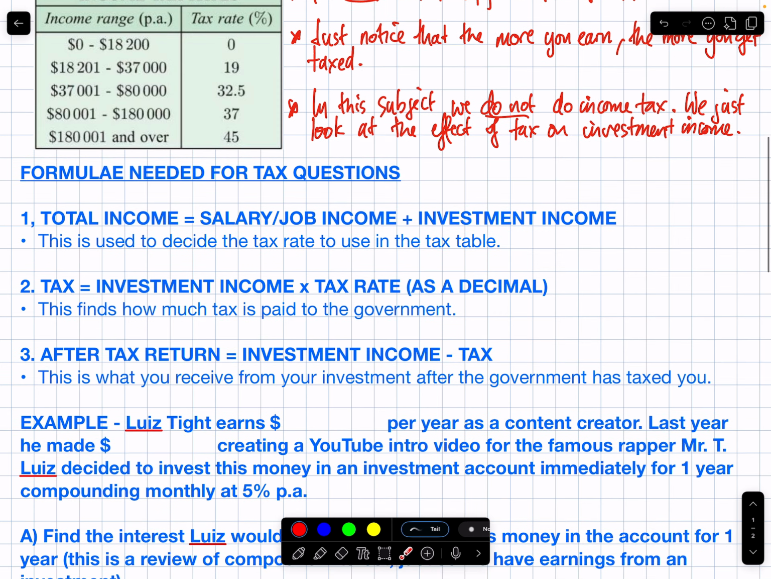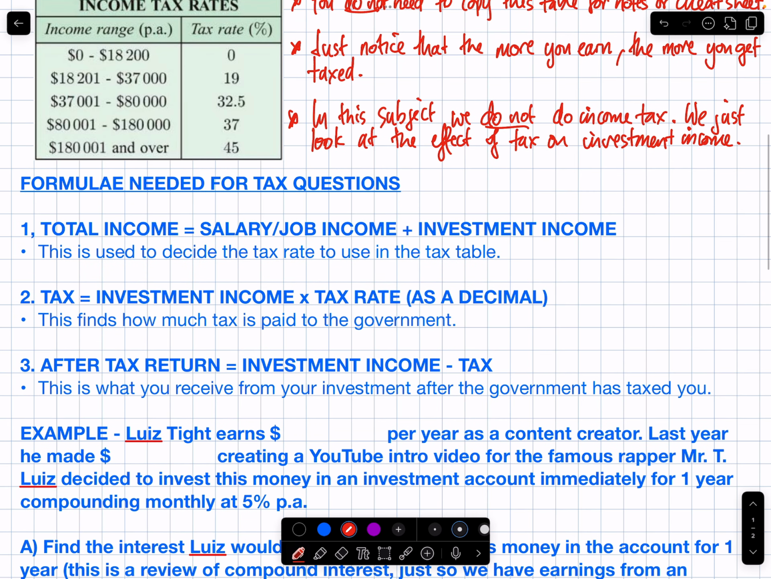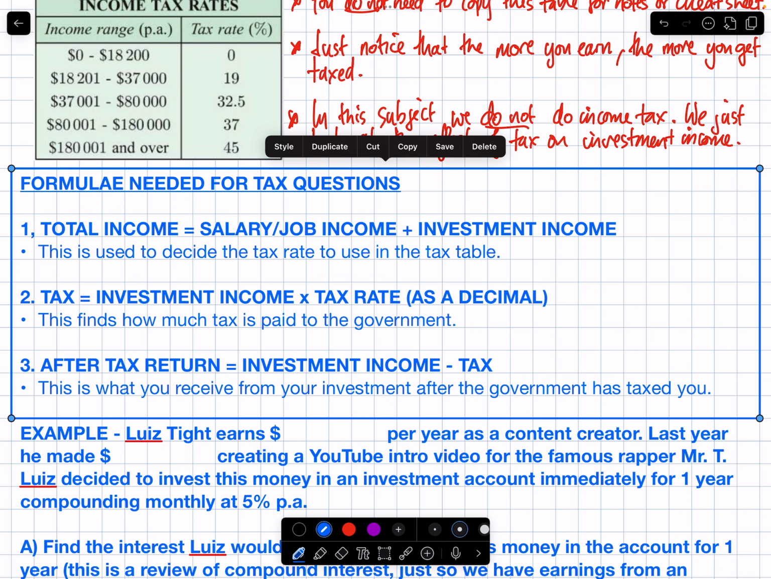So this is where you need to start copying here. I should put a box around this. These are the formulae, with an explanation of what each formula is finding. So the formulae you need for tax questions are these three.